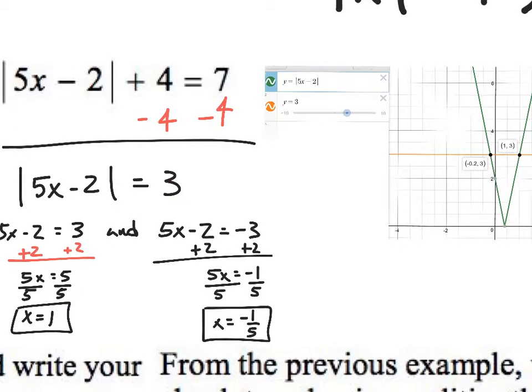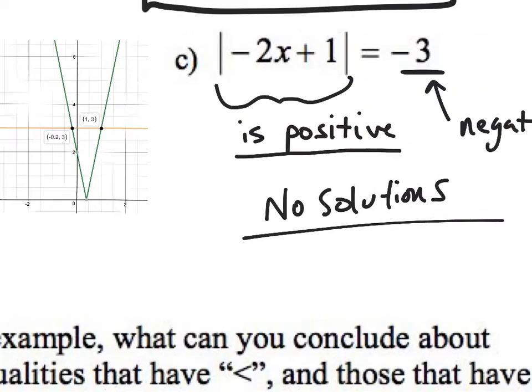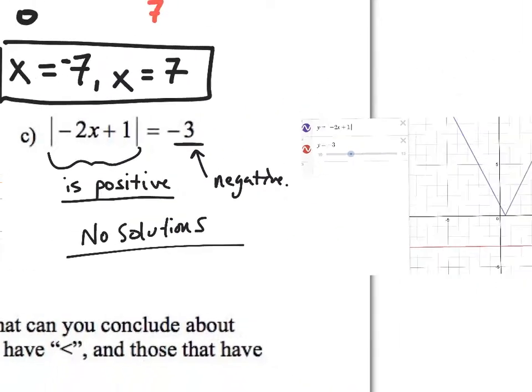And so here you got x equals 1 and x equals negative 0.1/5, which is negative 0.2. And 1 we got here as 1. Okay, now on the last one, I want to talk about that because we didn't get any solutions.